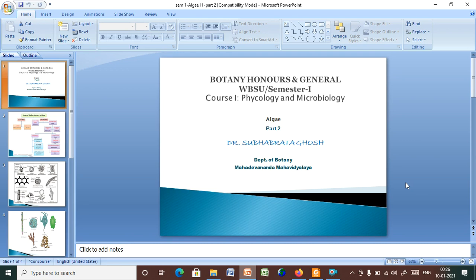And if we consider their thallus organization, they exhibit various types of thallus, or we can say that they exhibit an enormous diversity of their thallus structure or architecture, which ranges from the microscopic unicellular habit to the much more complicated macroscopic structure of huge length.